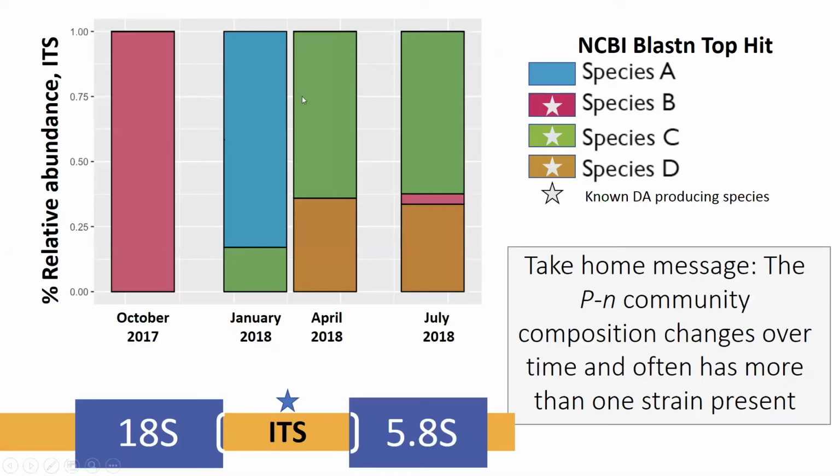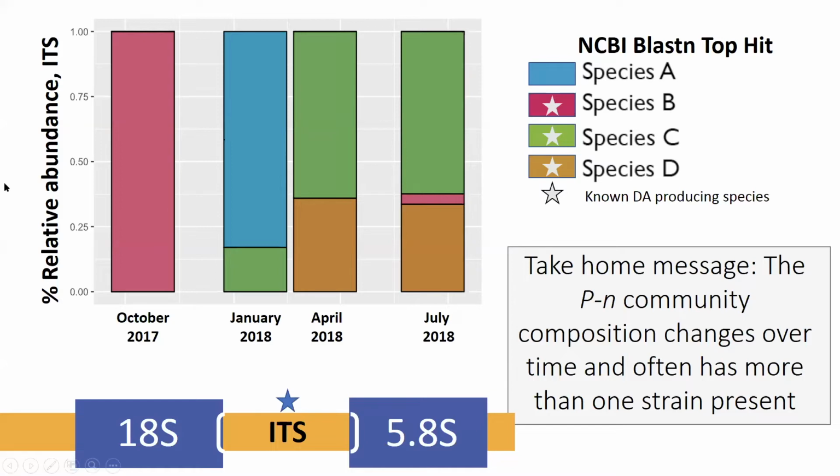Okay, so what do some of these data pieces look like? Sometimes I switch back from ITS sequences to 18S, so I'm going to try to make sure I'm saying when I'm doing that. Okay, so we are able to determine what the diatom community composition, the PN community composition, is over time here.